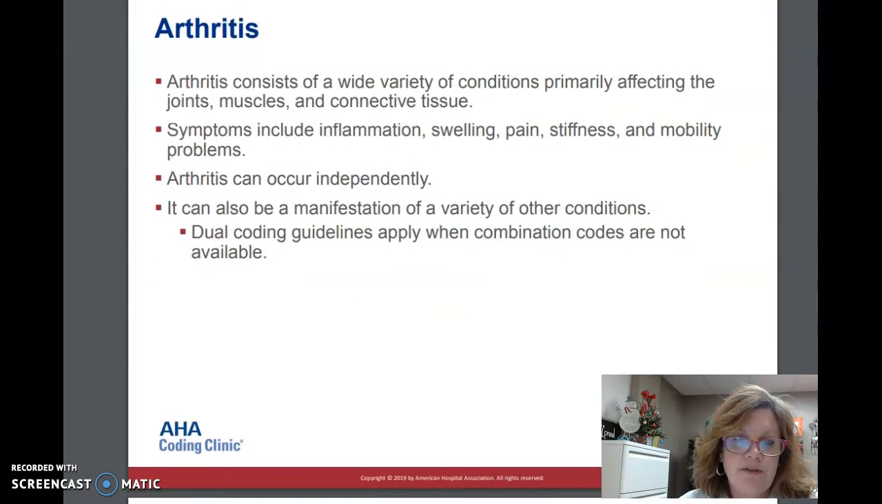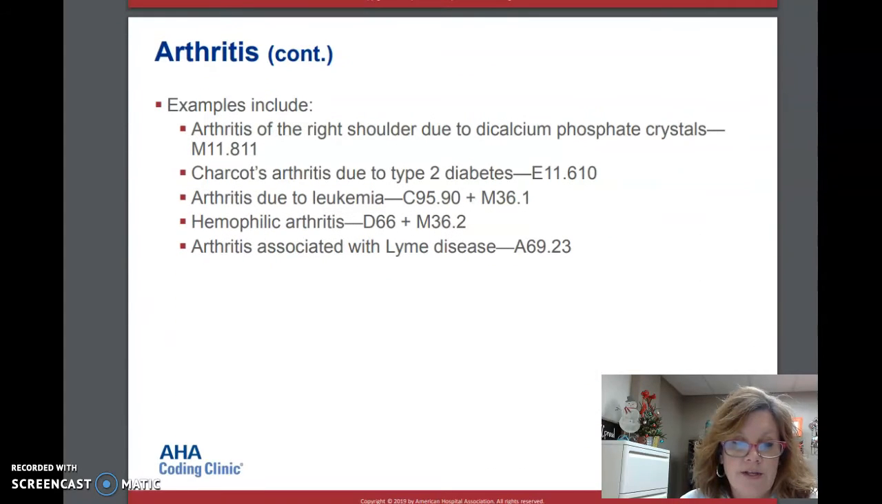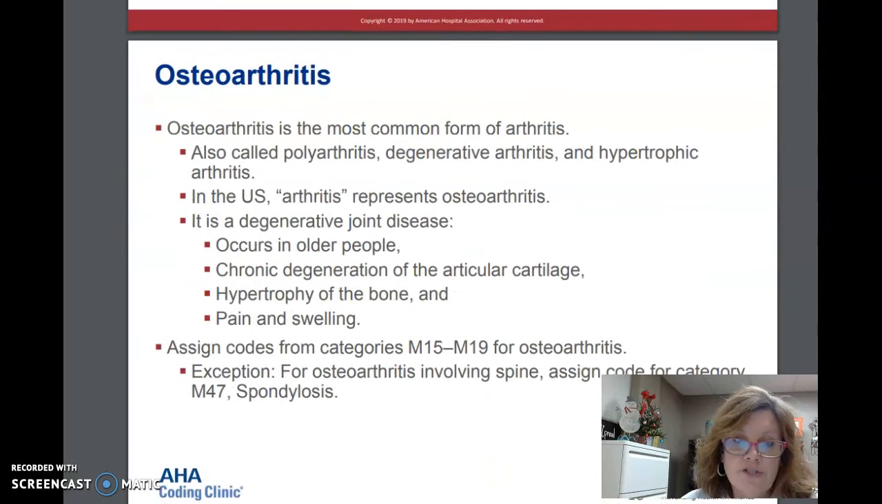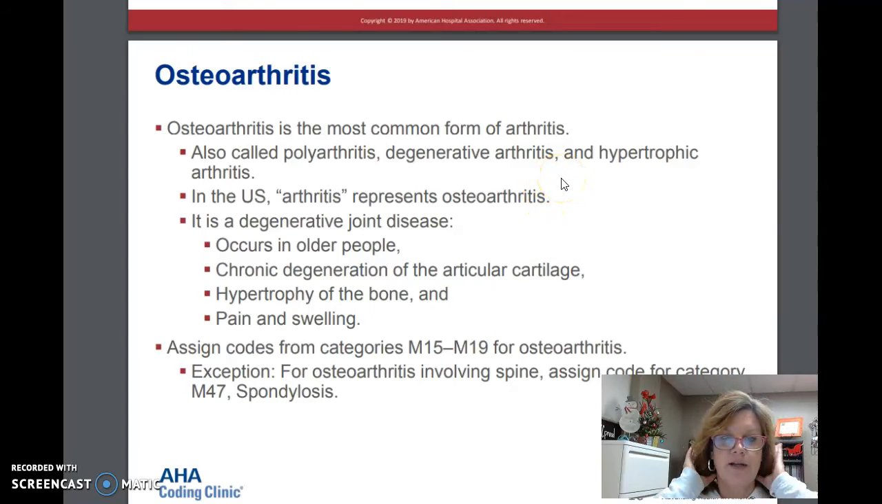Arthritis, what this is, it consists of a wide variety of conditions affecting the joints, muscles. It includes inflammation, we have swelling, pain, stiffness, and it can occur independently. Okay, so again, here's our different things with arthritis. Osteoarthritis, again, right here. This is the biggest thing. Arthritis represents osteoarthritis. So again, it's probably going to take you back to that, vice versa. So just kind of look at the wording. If it's DJD, it occurs in older people. It's chronic.